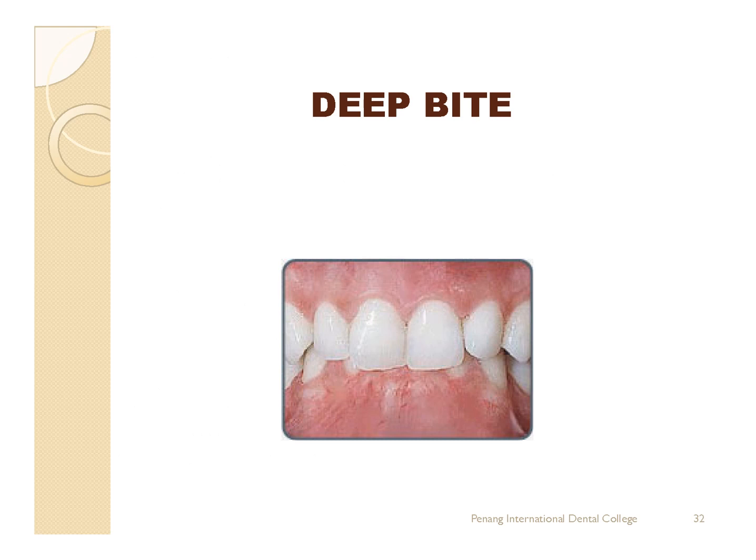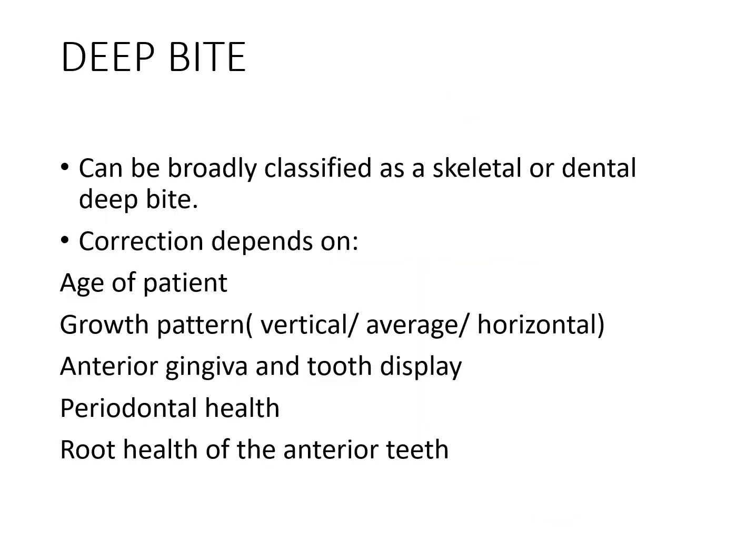Now coming to deep bite. All of you know by now a deep bite is an increased overbite. As you can see in the picture, we have an increased overlap of your upper incisors to your lower incisors. That is called your bite. Now a deep bite can be broadly classified as skeletal or dental. Correction depends on the age of the patient, growth pattern, anterior gingiva and tooth display, periodontal health and root health of your anterior teeth.